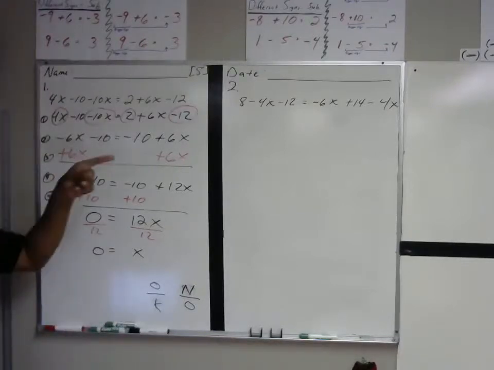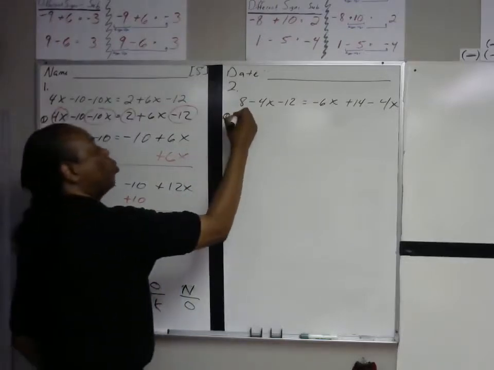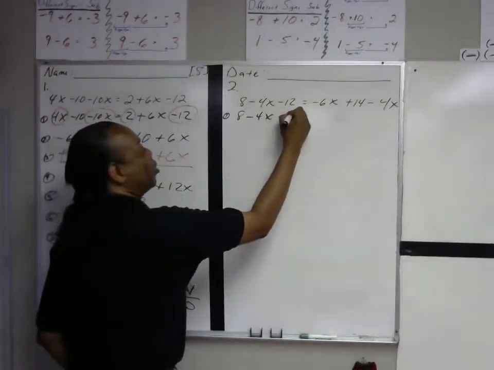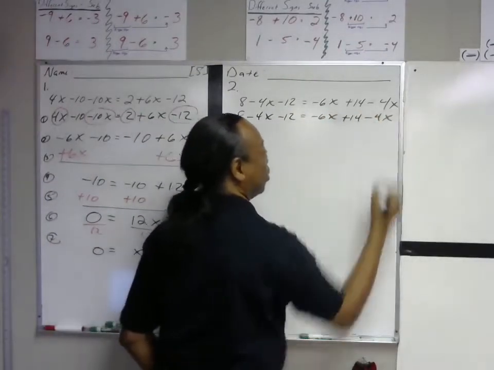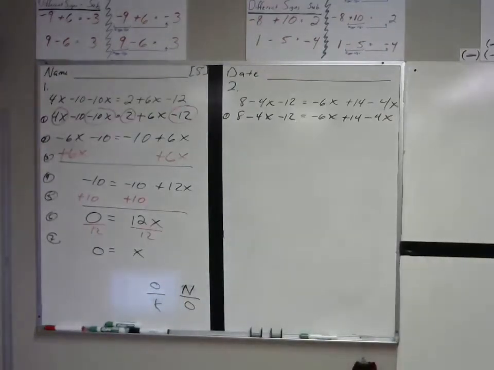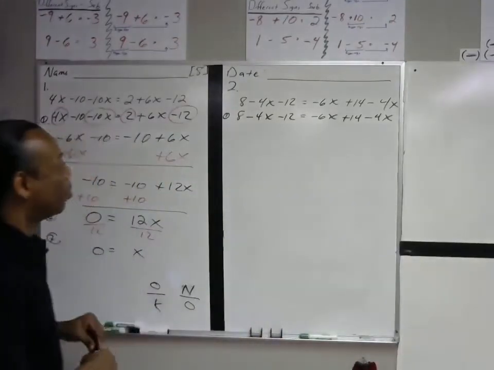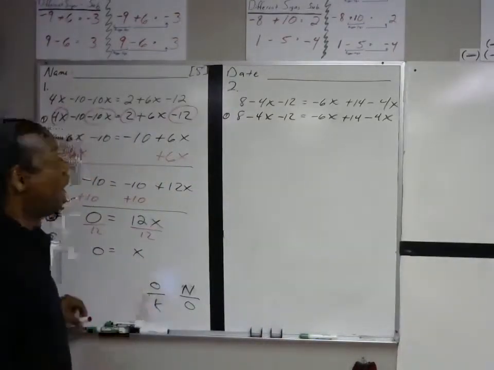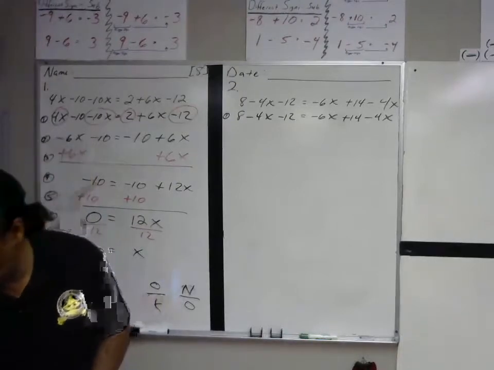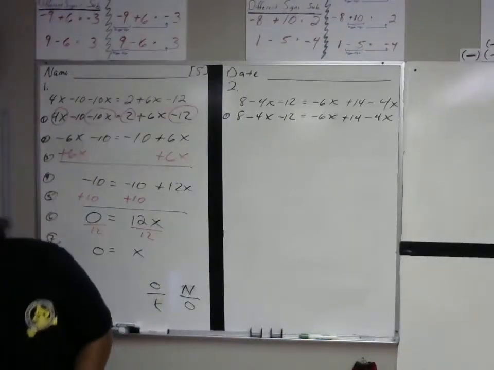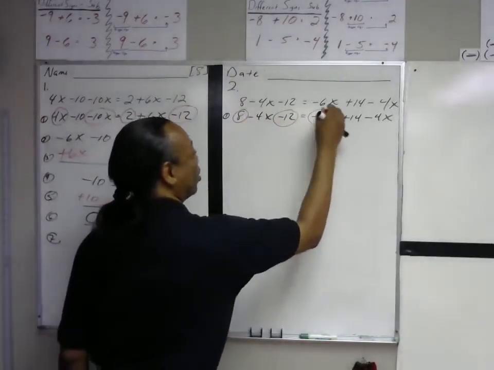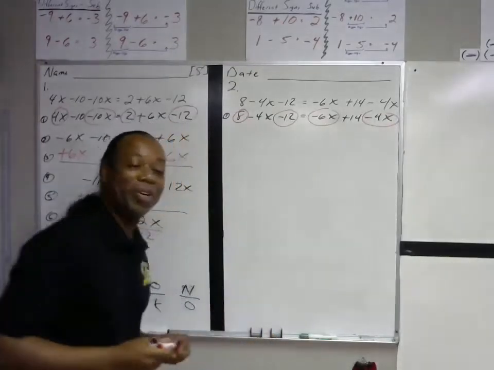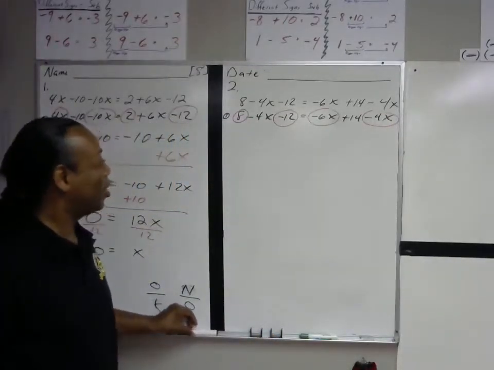Class, number 2. Step 1, write down 8 minus 4x minus 12 equals negative 6x plus 14 minus 4x. Write down your term to preserve the integrity of the problem. Now, circle like terms. Did I write the problem correctly? Yeah. There's a tiny little spider over here. And when it gets bigger, they will worry.